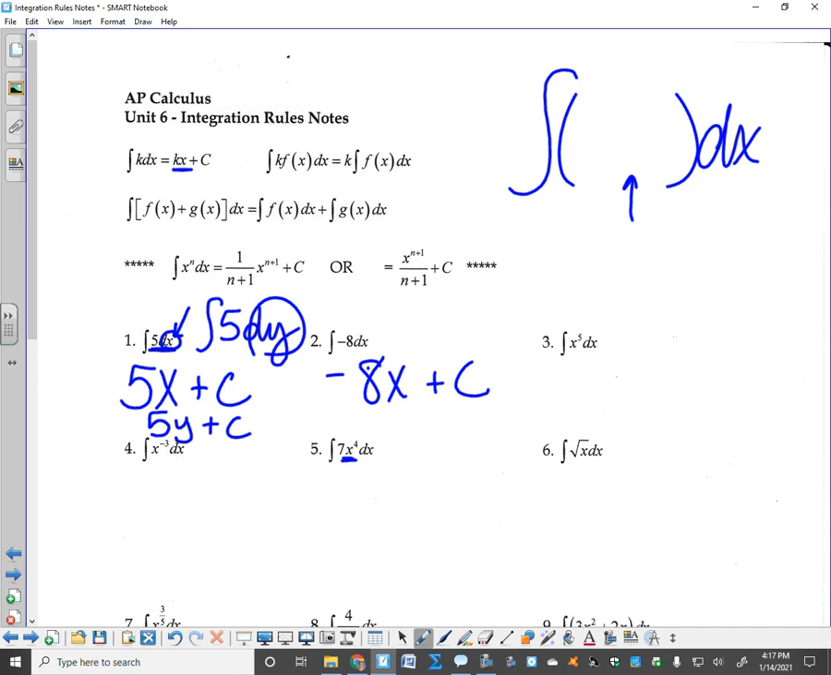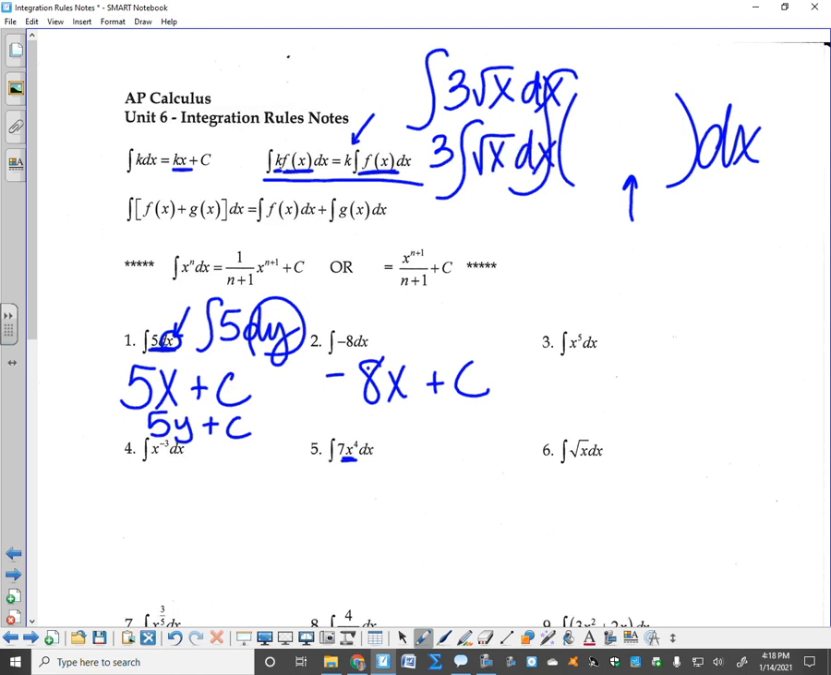All right, let's see. If I look at my second rule, this is k, some constant, times f of x. So I can treat that constant outside. I can kick it outside and just take the integral of f of x. So if I have the integral of 3 square root of x dx, that's the same thing as 3 times the integral of square root of x dx. Because it's multiplication and that 3 is a coefficient, I can pop that 3 out. And that can come in handy.